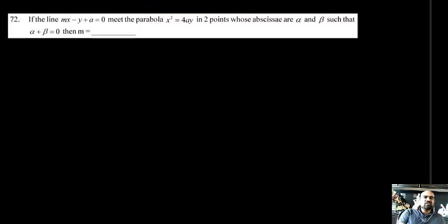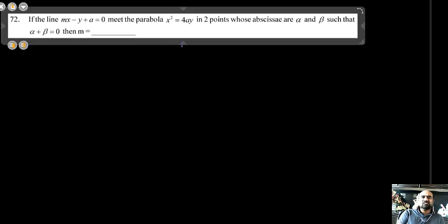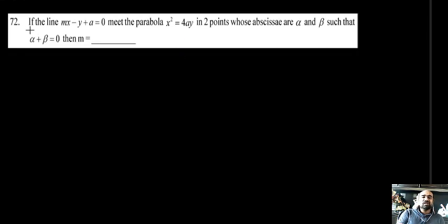Yeah, this is our next problem. If the line y equals mx plus a meets the parabola in 2 points, whose abscissas are alpha and beta, such that alpha plus beta equals 0. Every student knows that if a point is given as x comma y, this is called the x coordinate and this is called the y coordinate, or sometimes this is called abscissa and this is called ordinate.